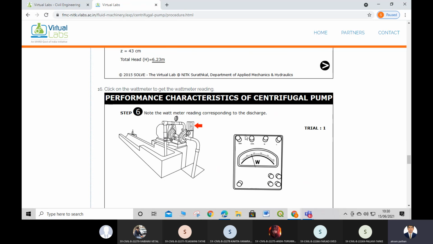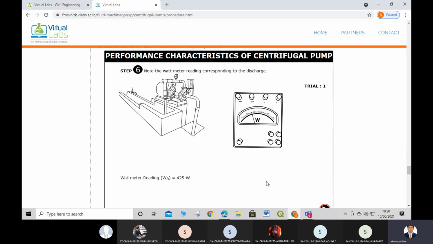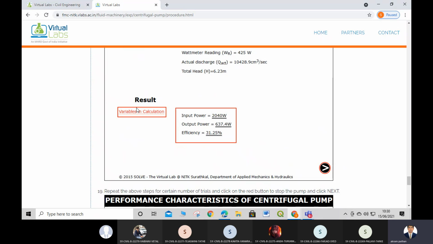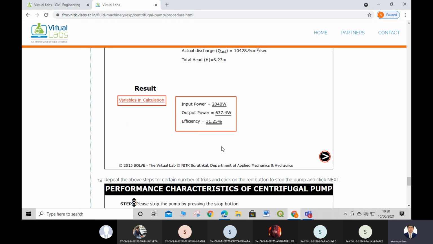Then note down the watt consumption by the pump. We have a watt meter, so we take the reading corresponding to the discharge. Then we require certain observations: watt meter reading WR, the actual discharge, then total head, and then the result. We have to calculate input power, output power, and the efficiency. Output power divided by input power into 100 gives you the efficiency.